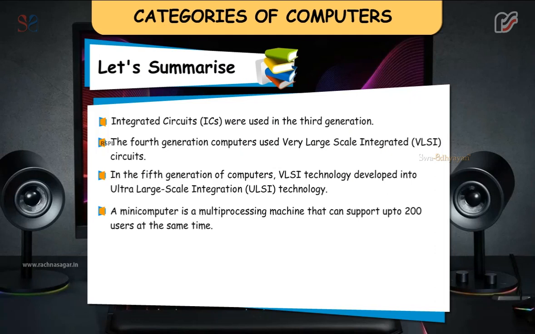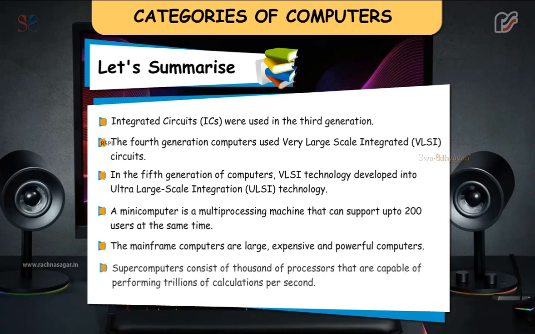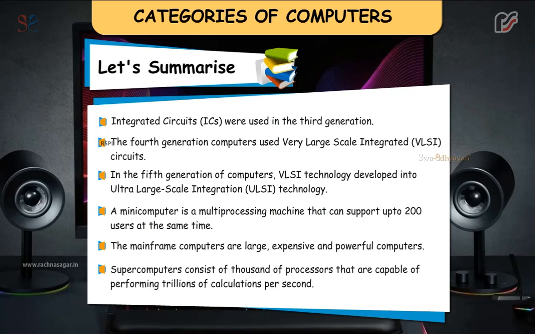The mini-computer is a multi-processing machine that can support up to 200 users at the same time. The mainframe computers are large, expensive, and powerful computers. Supercomputers consist of thousands of processors that are capable of performing trillions of calculations per second.